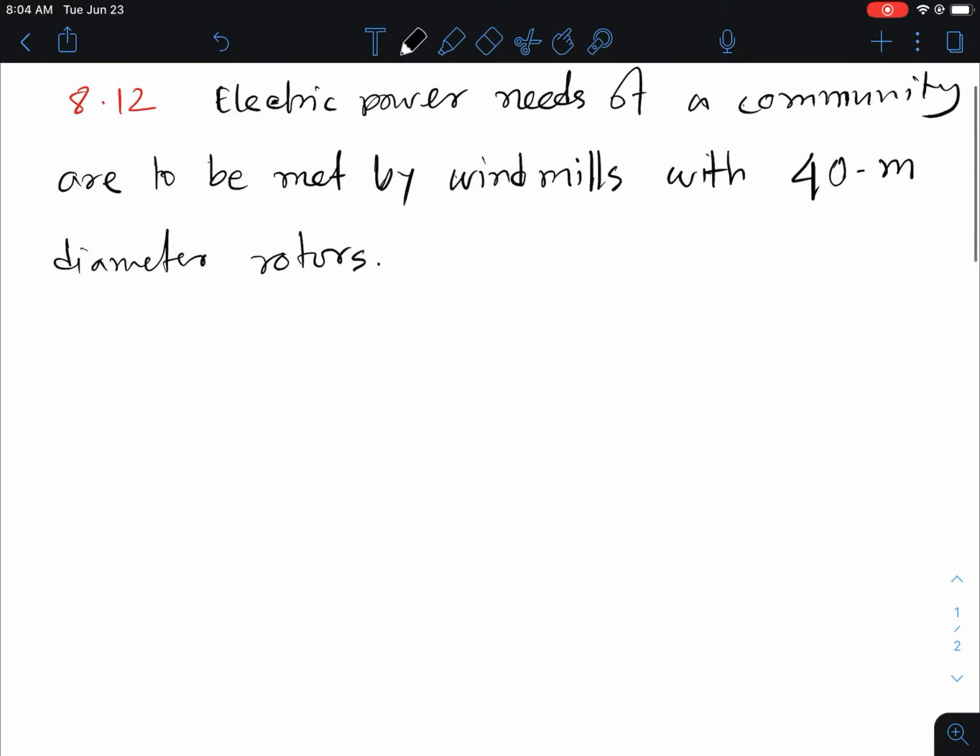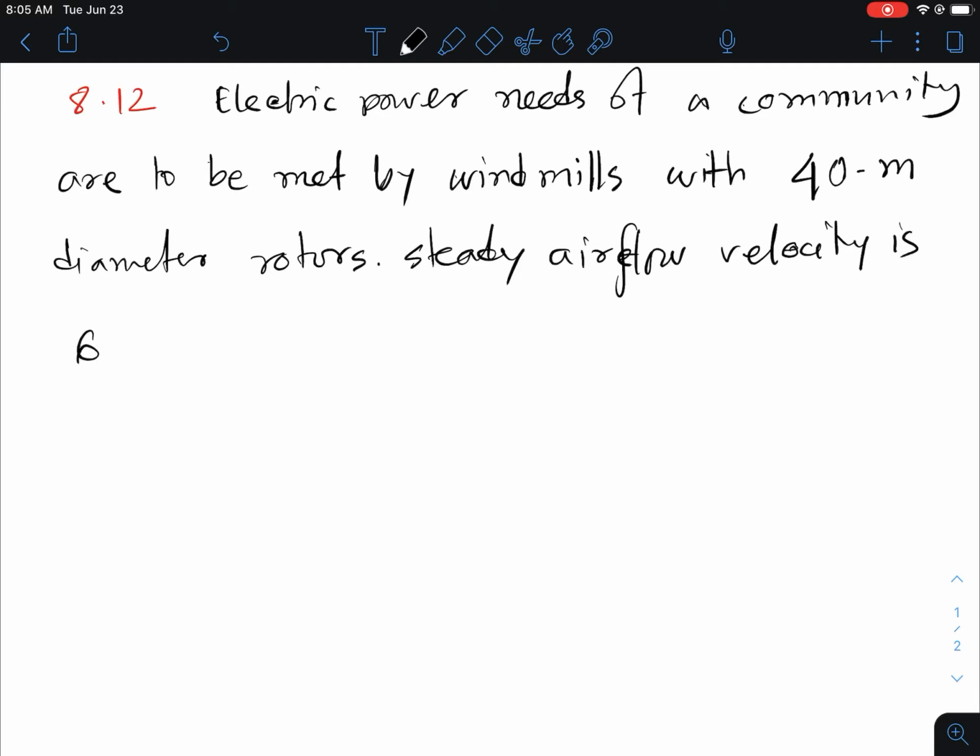So this is one piece of information: wind turbine, and the diameter is 40 meters. And then the steady airflow velocity is 6 meters per second.